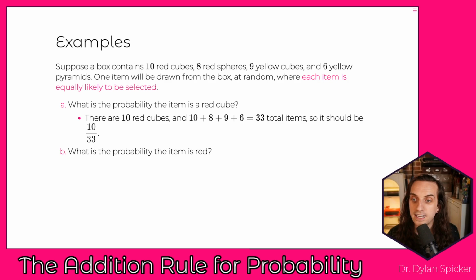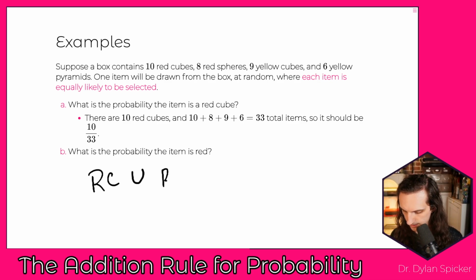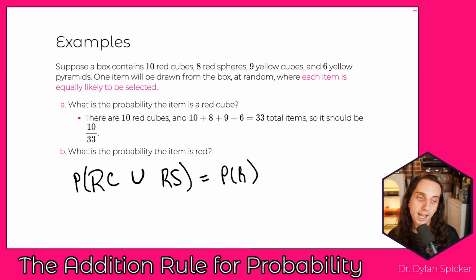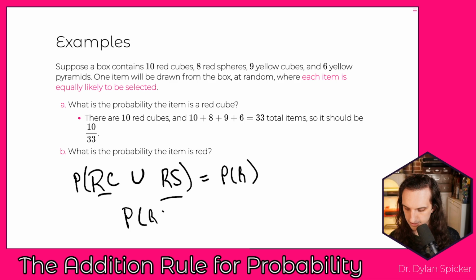Now, what's the probability that the item is red? And here, what we can think about is that this is actually a union. To have red events, we want this to be the event that we have a red cube, and so we can write that out as red cube, or that we have a red sphere. ORs are unions. We have a red sphere, okay? And so we want this event. So the probability of red cube or red sphere is the same thing as just saying the probability that something is red. And notice red cubes and red spheres are disjoint. You can't be a red cube and a red sphere. And so we have that being the probability of red cube plus the probability of a red sphere.